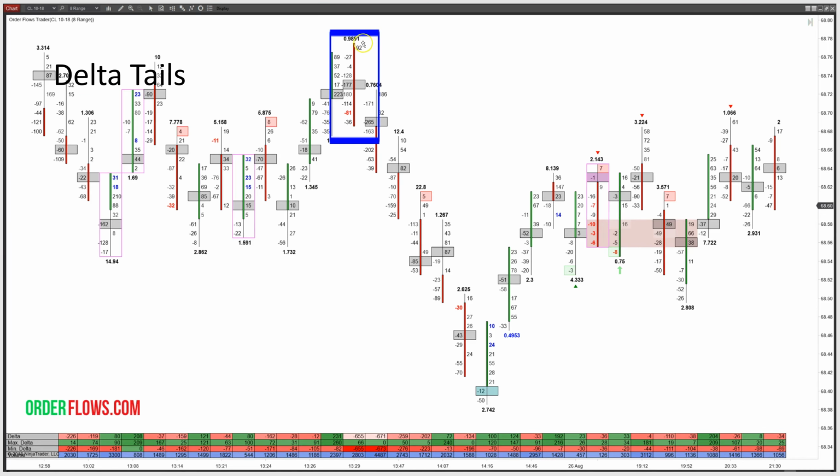Here's a sell. You got the tail up at the top, the 92 positive delta, then all selling in here on the way down. You see how the market goes down.